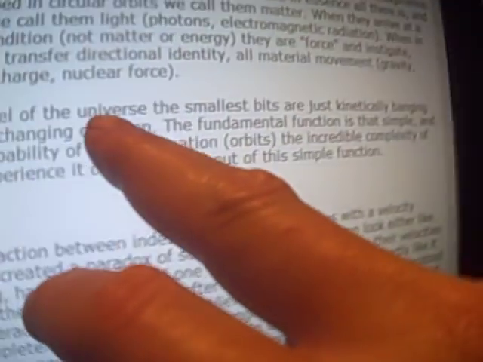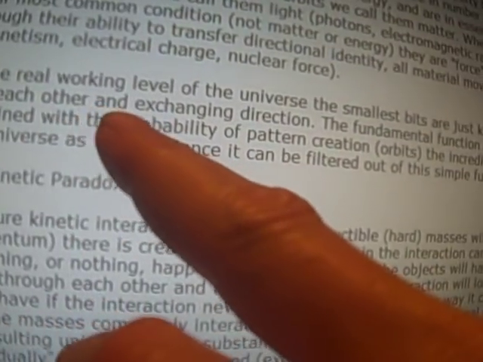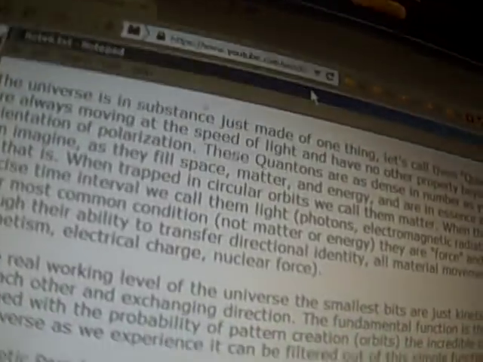At the real working level of the universe, the smallest bits are just kinetically banging into each other and exchanging direction. So this is where kinetic comes up first. It's like the kinetic balls, right? You have the swinging steel ball, and you have one stationary one at the base, let's say.